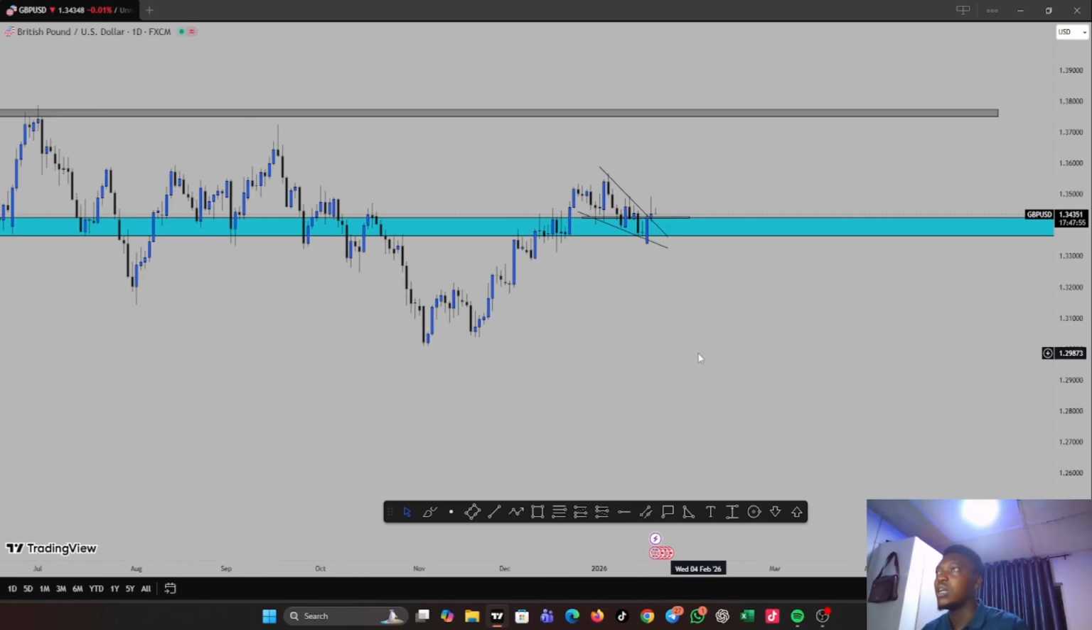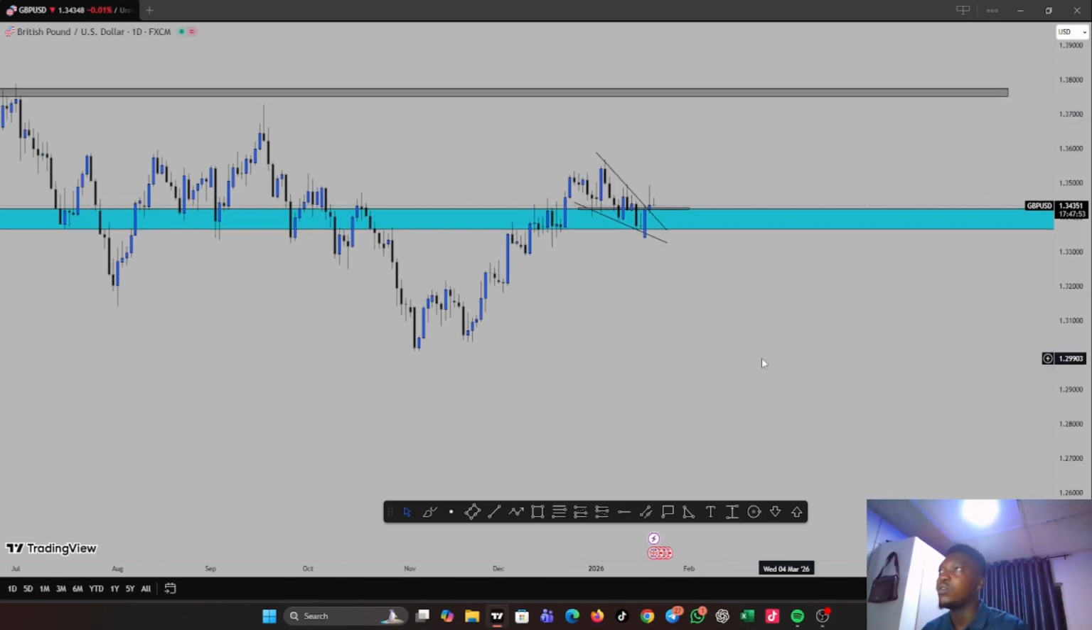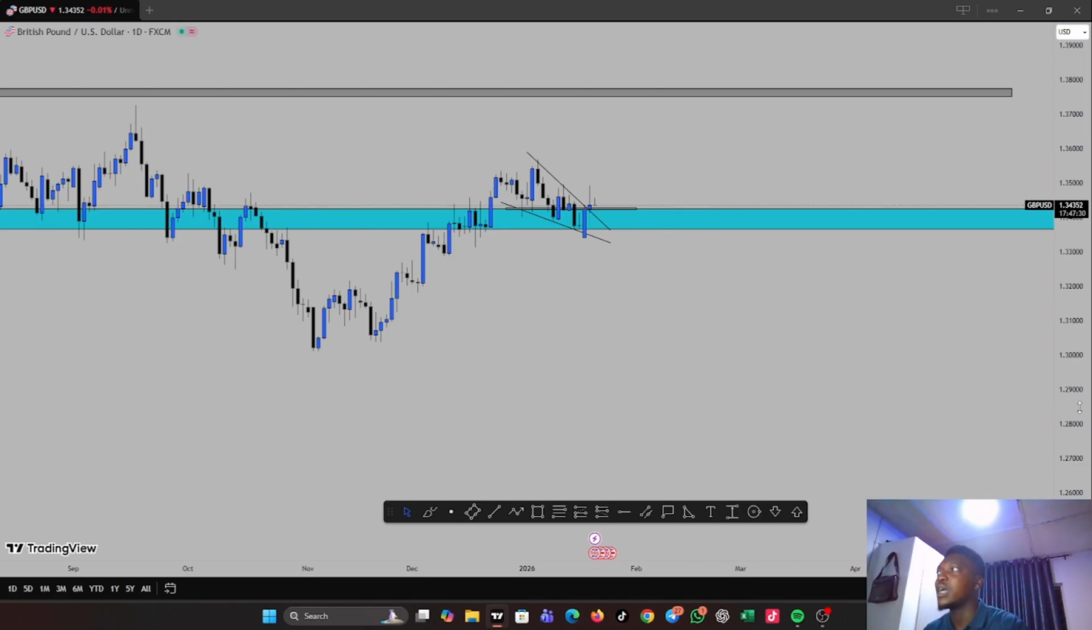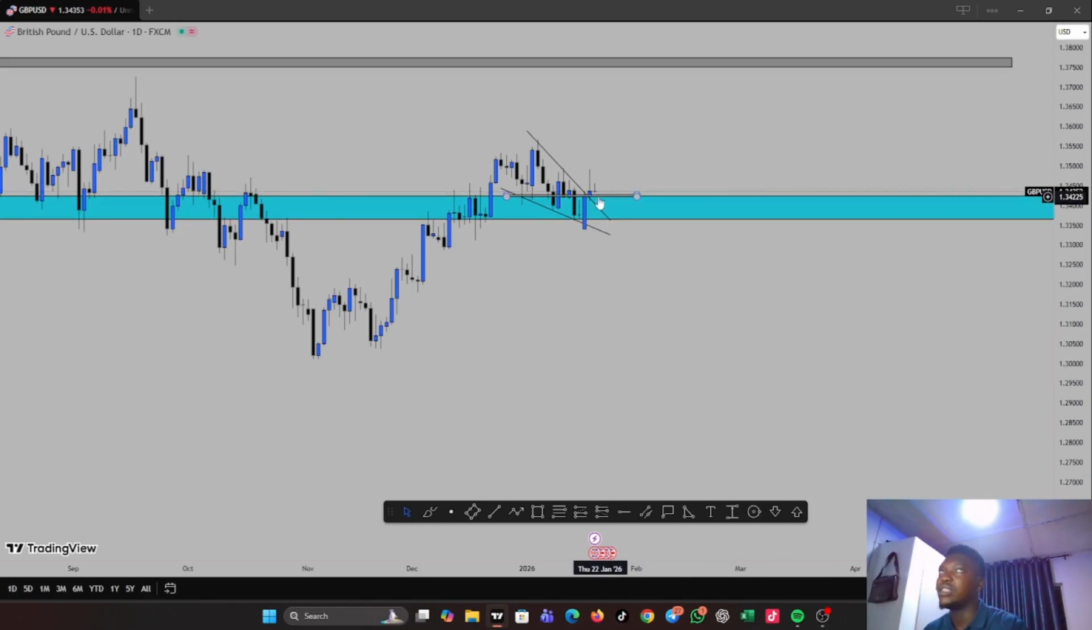For those that have been watching my videos from far back, you will notice that I'm a lover of chart patterns. It is part of my key trading concept. So this is a falling wedge, which is an indication that the uptrend will still continue. And now we've had a break above, and price rejected.